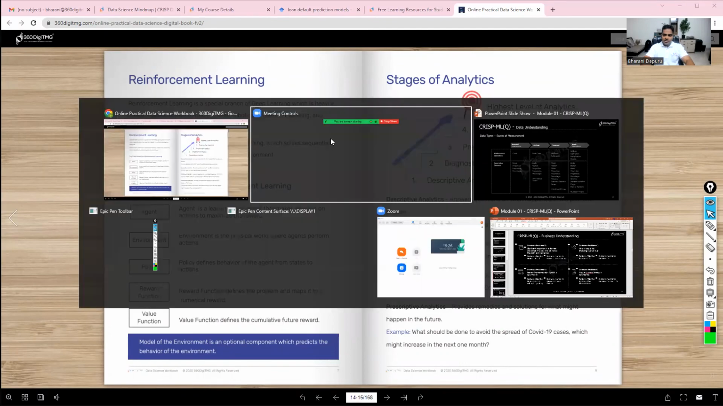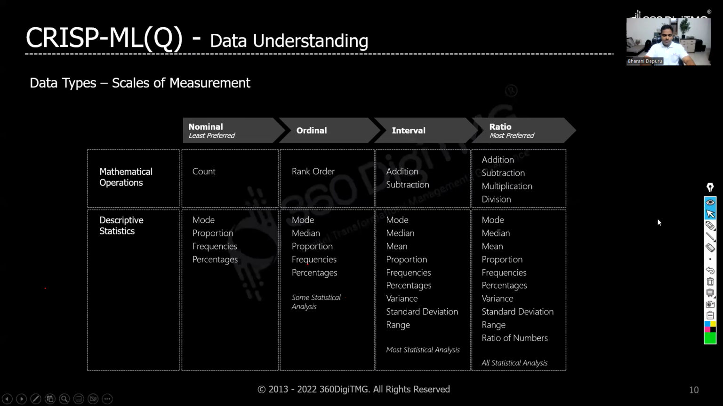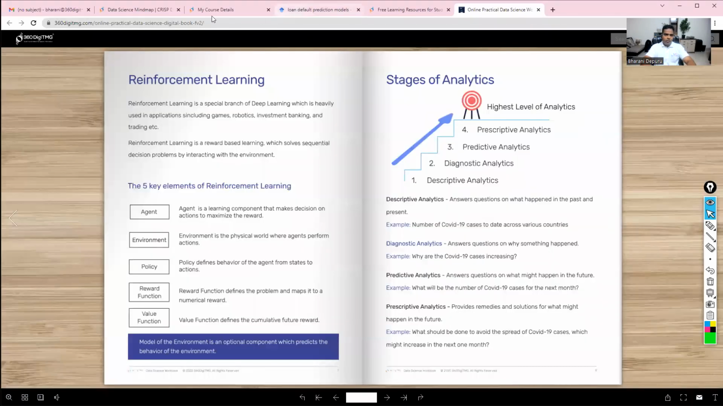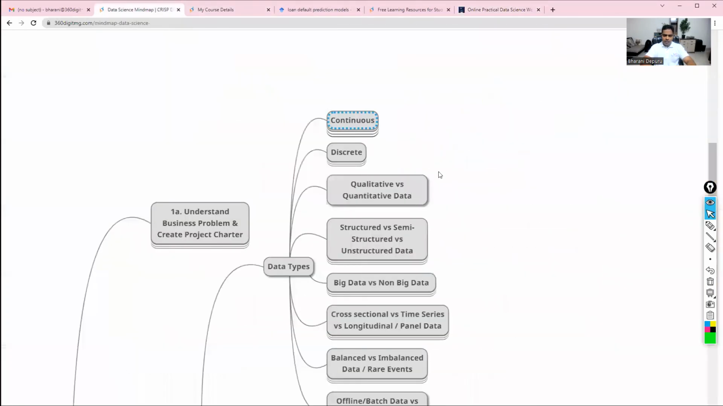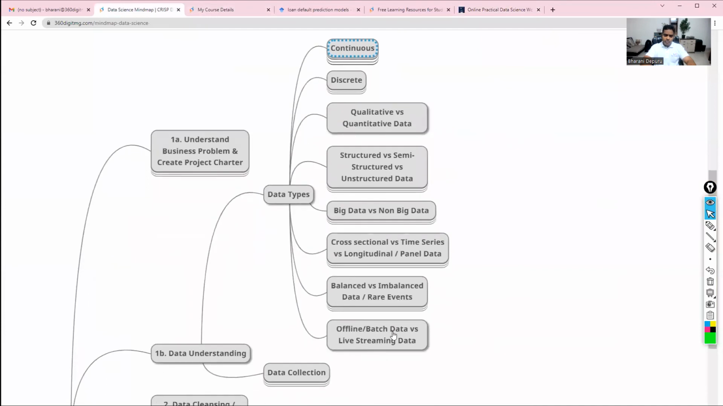Anyways, let's get back to this. So this marks the end of data types and scales of measurements. However, we are expected to learn a few additional things about the data types before we jump into data collection. Okay, so let's get into the next topic and let's understand the other data types.